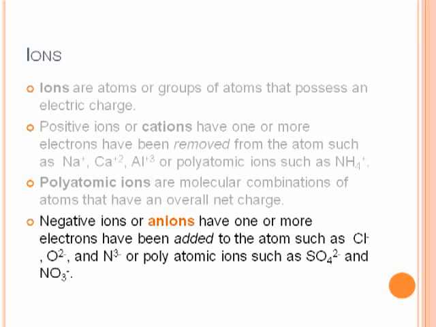Negative ions, or anions, have 1 or more electrons added. They can be monoatomic, like chloride with a negative 1 charge, oxide with a negative 2 charge, or nitride with a negative 3 charge, and so on. Or they can be polyatomic, like sulfate, SO4 negative 2, or nitrate, NO3 negative 1. You'll find the list of anions is much larger than the list of polyatomic cations.